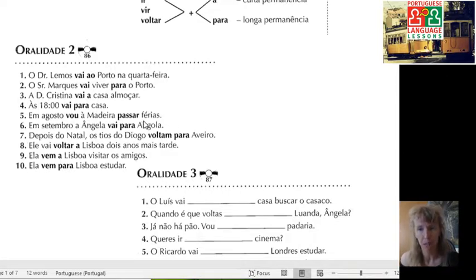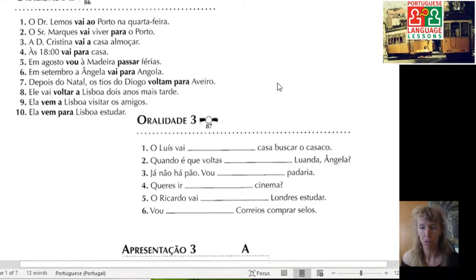A Madeira to passar férias, even if they were for 1 year, you would still say a. Vai para Angola, she goes there because that's her home, returning there. Voltam para Aveiro, returning back there because that's where they live to remain. Voltar a Lisboa means going back to visit Lisbon. Vem a Lisboa, coming to Lisbon, to visit Lisbon. Vem para Lisboa estudar, going to Lisbon to remain there, to study there for a while. Okay, so this is something where we have to think about the real meaning. We don't differentiate in English.